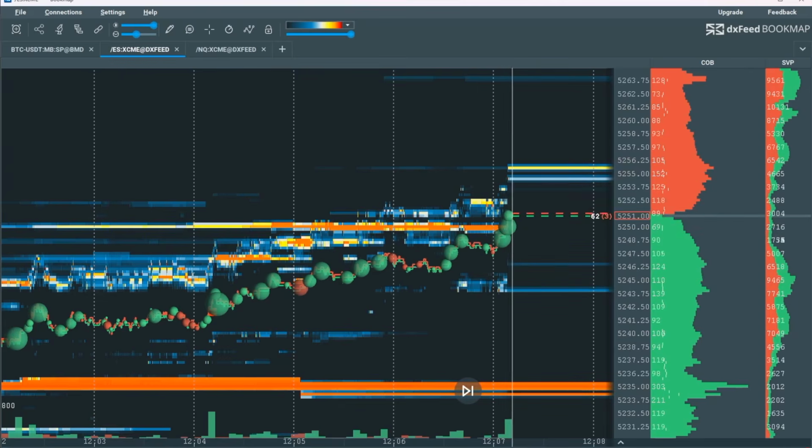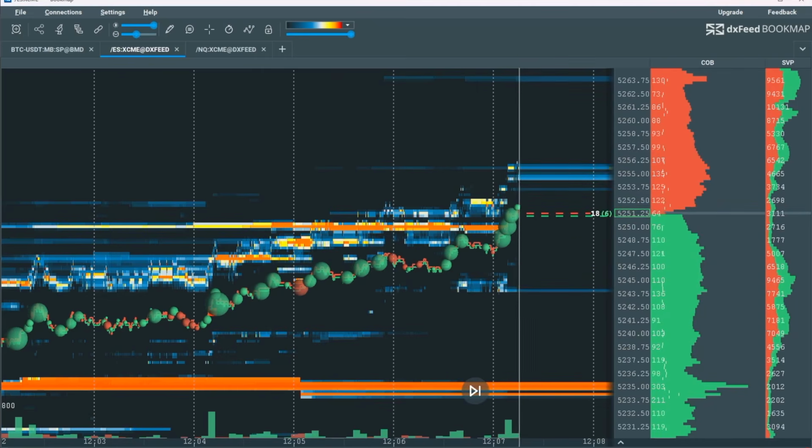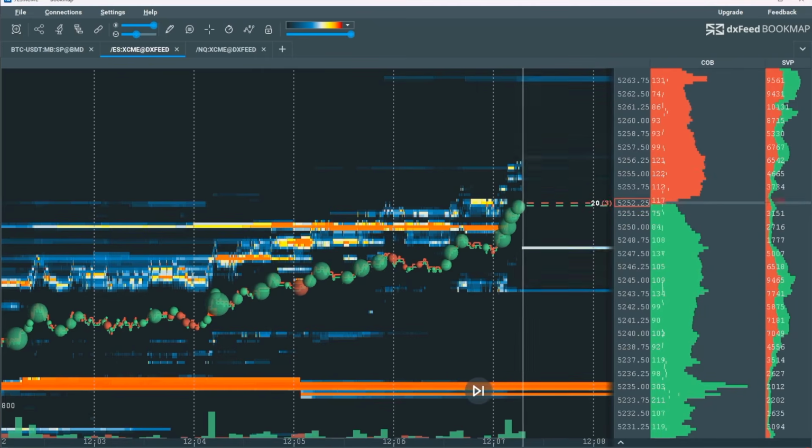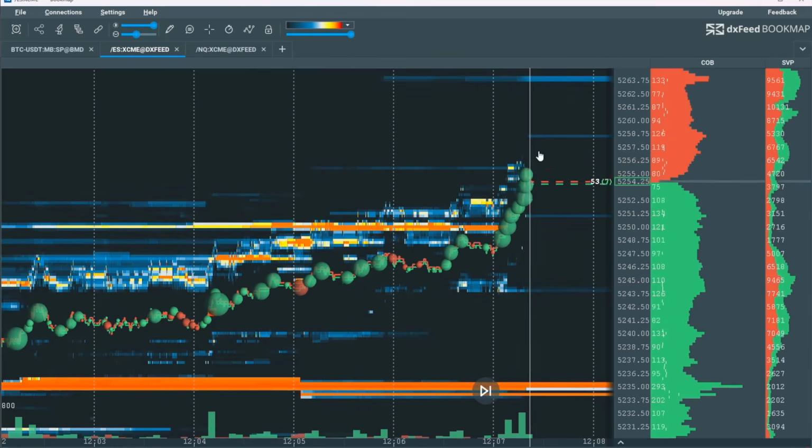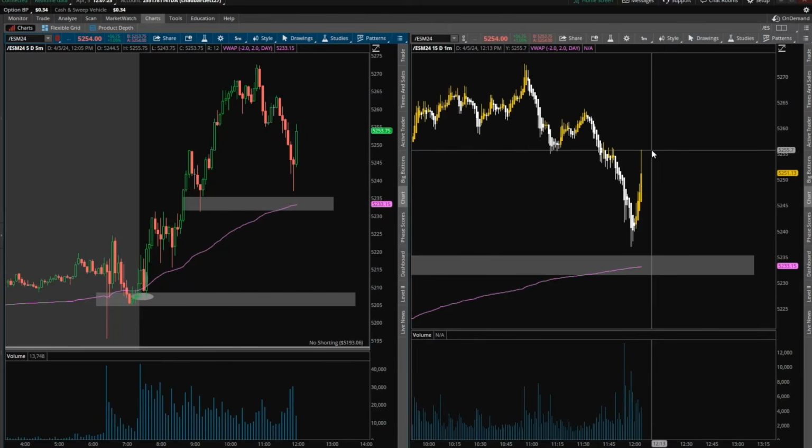There we go, 251. Okay, I'm going to trim my position right here. Currently up around 6-7 points now. 253. Look at that buying. We're up at 255 now. Awesome trade. Boom. Okay, I'm going to get out of this trade right now. That's an easy 11 points on ES.